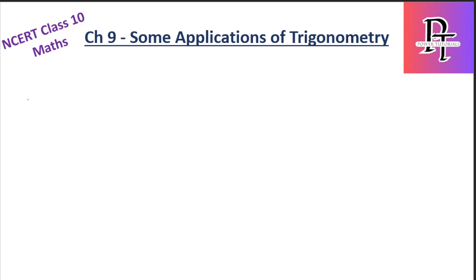So today we're going to start part 2 of chapter 9, which is some applications of trigonometry of NCERT class 10 maths textbook. If you're coming new to this part 2, I suggest you check part 1 where I have explained what the trigonometric ratios are and what applications of trigonometry we're going to discuss, what heights and distances are, what their definitions are, what angle of elevation and angle of depression are, and also how we can understand whether it is angle of elevation or angle of depression.